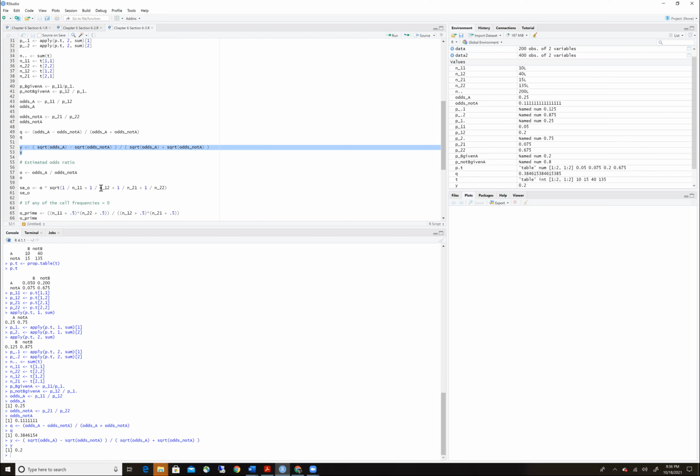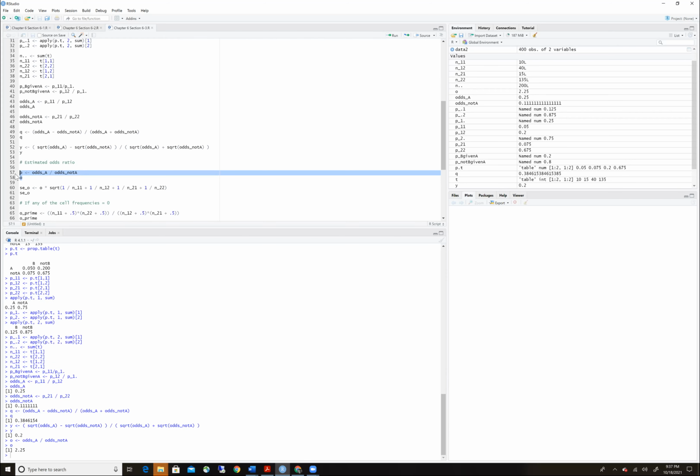And the main association that we're going to look at is the odds ratio, which is just the ratio of the odds. So we're going to get odds of A divided by the odds of not A. This is given in equation 6.14 of our text. We get 2.25 as the result. And so what does that 2.25 actually represent?